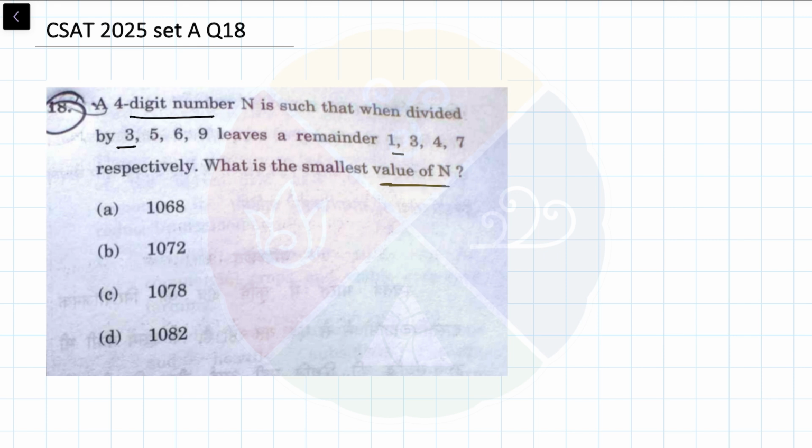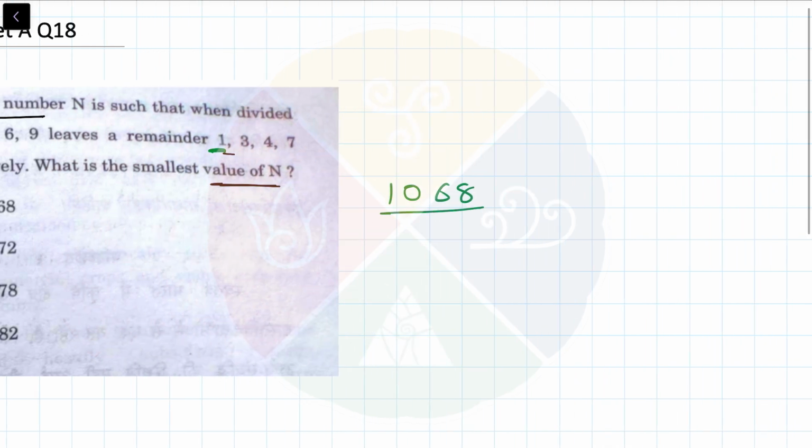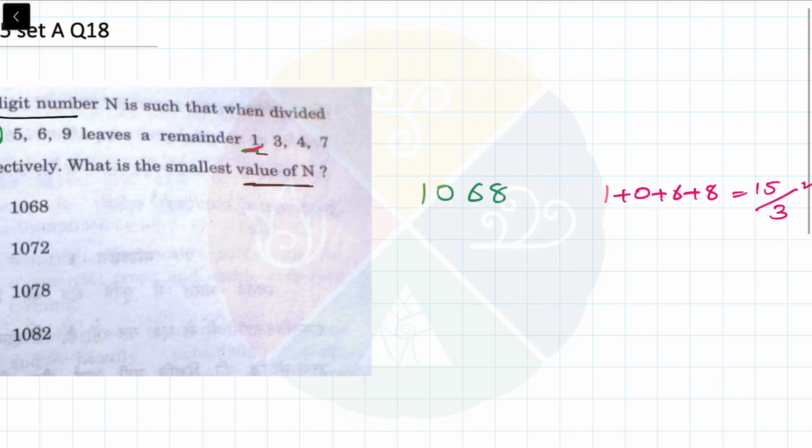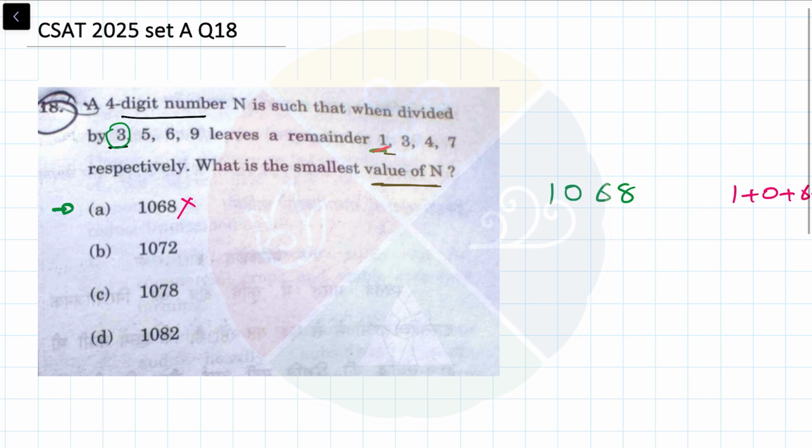Since they are asking for the smallest value, I have to start with the smallest value. So this is the smallest value, 1068. When I'm dividing by 3, I'm supposed to get remainder 1. So let's see what remainder I get when I divide by 3. You know the divisibility rule of 3, right? There are multiple ways. One way is adding the digits and checking if that is divisible by 3. This number is entirely divisible. You will not get remainder 1, so that is not the answer.